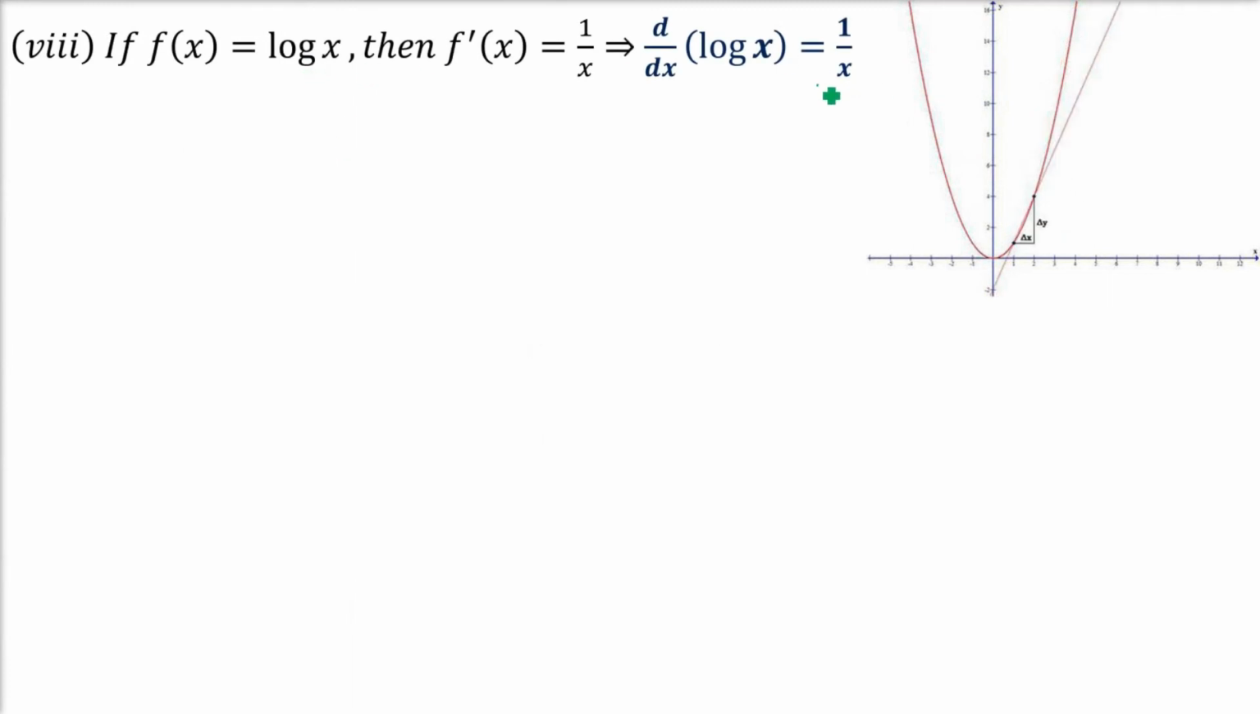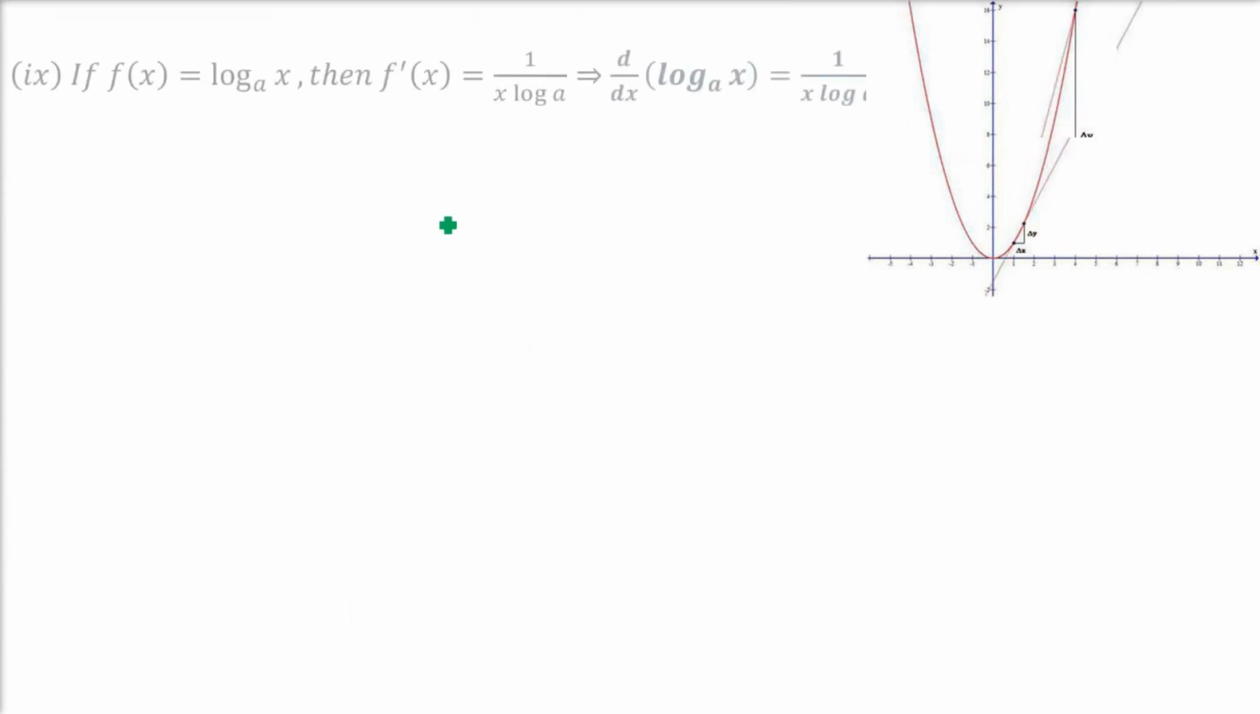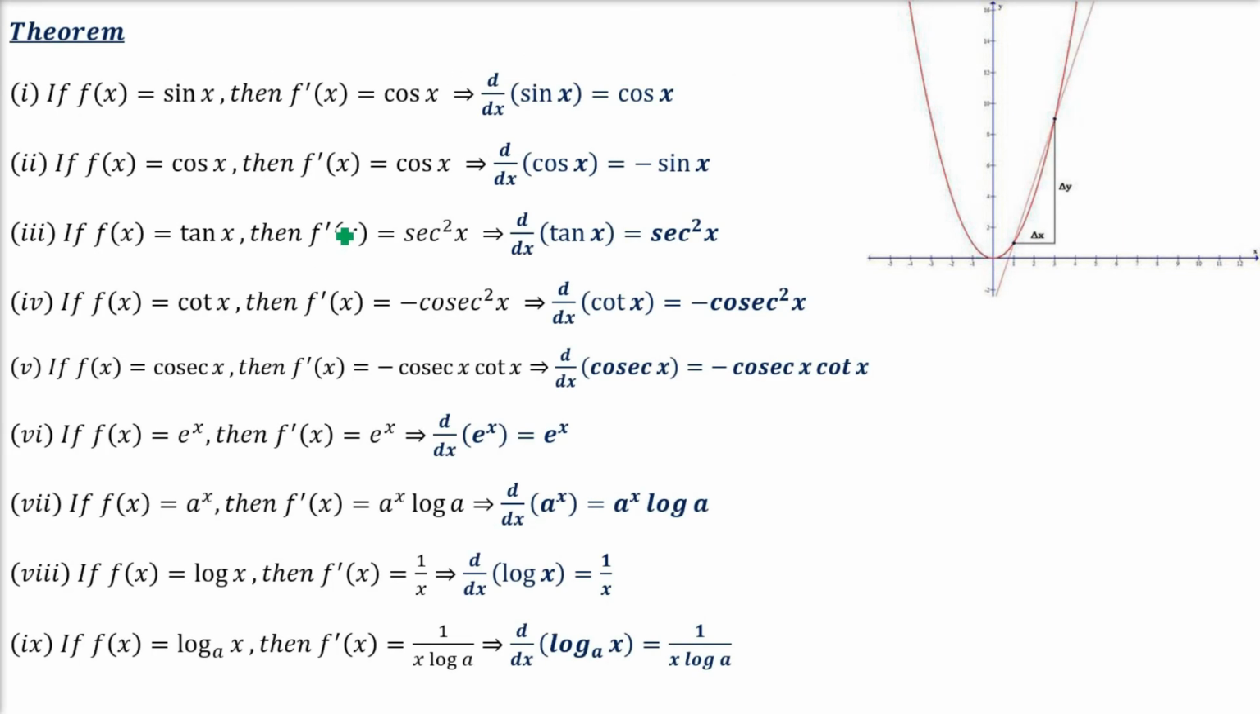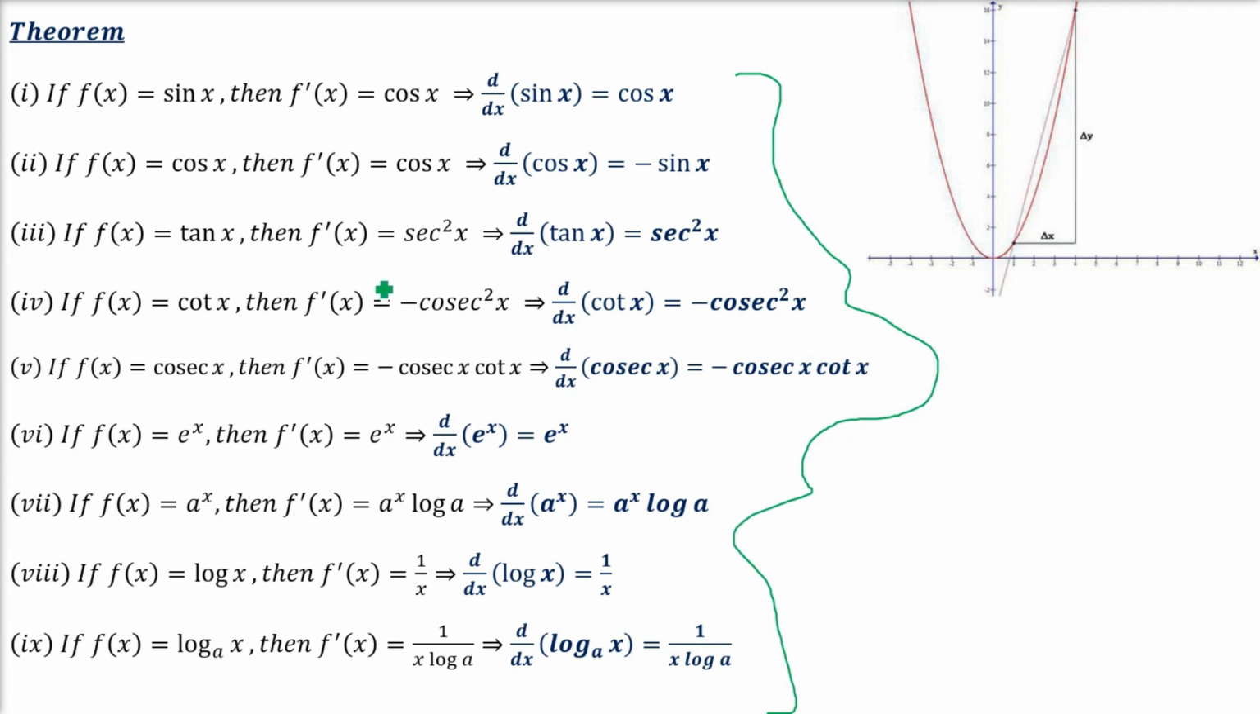Then we have log x. The differentiation of log x is 1 upon x. And the differentiation of log x, if the base is a, is 1 by x log a. Again the base becomes e. Right? So these are certain results which you need to know, because when you are doing differentiation, all of these which I'm showing you will be used a lot. So they should be on your fingertips, always in your mind, right?